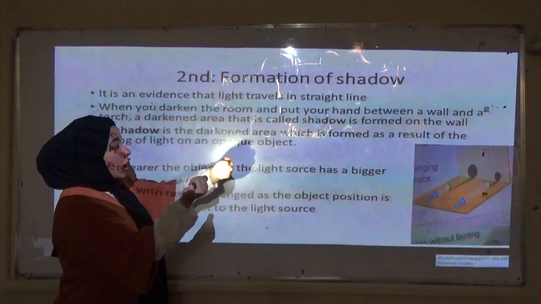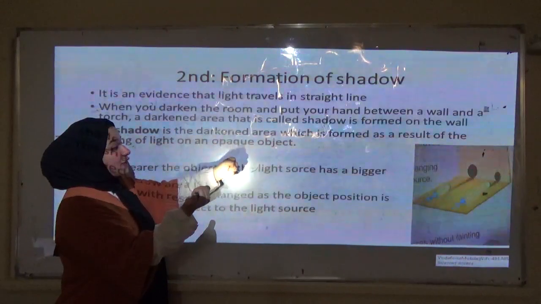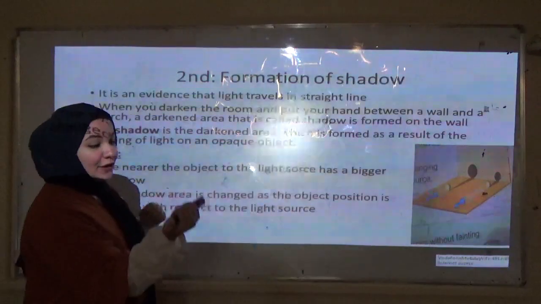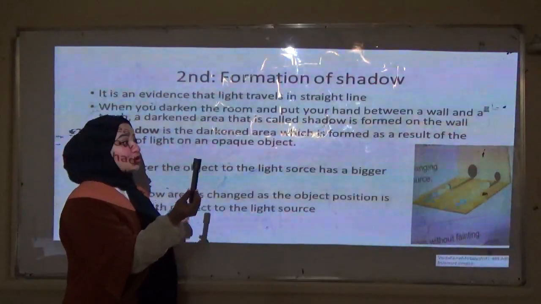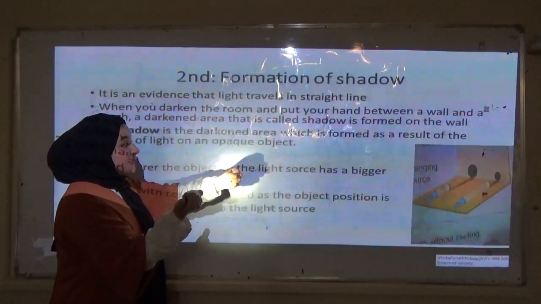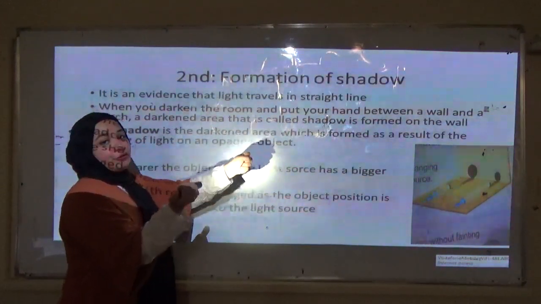And if I move far from the source of light, the shadow becomes smaller. So, formation of shadow. If I bring a source of light like the torch and put my hand between the source of light and the wall, you will see what? You will see that there is a shadow from my hands.